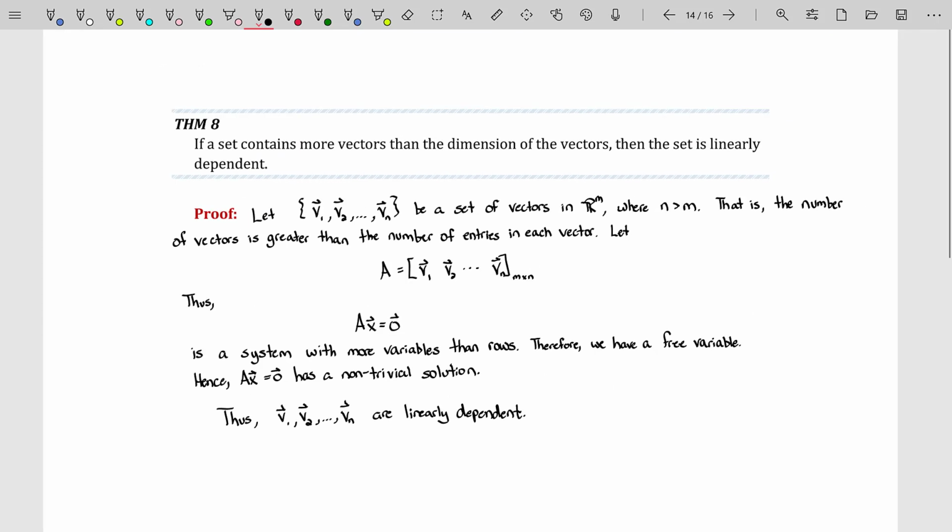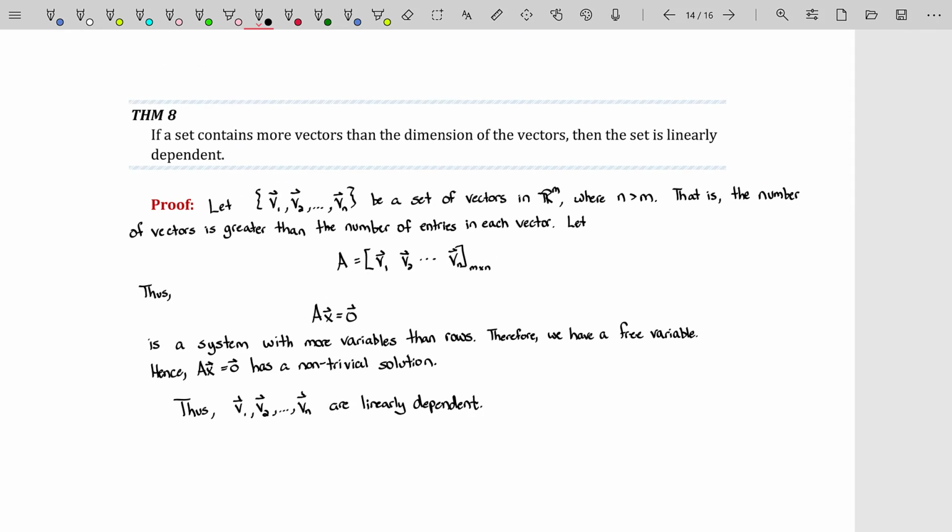And that's it. We started with that the set contains more vectors than dimensions of the vectors. That then implied through logical deductive argument that the set is linearly dependent. This is a very, very nice theorem to use. It's unfortunately not named, but it's a really nice theorem to use.